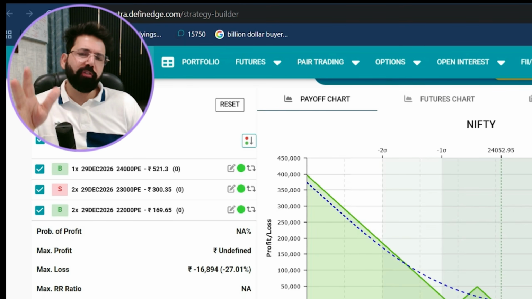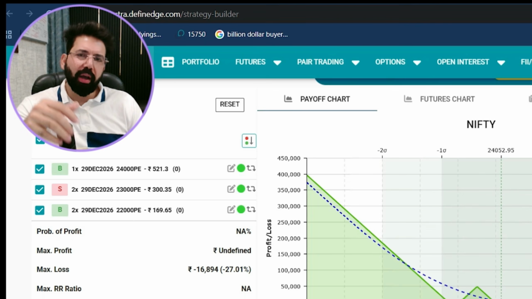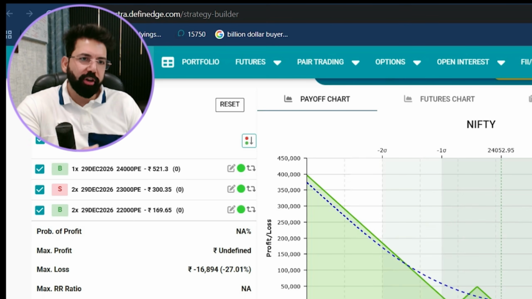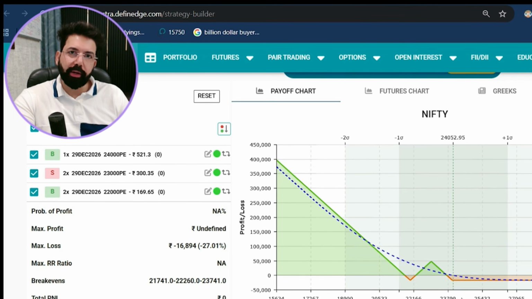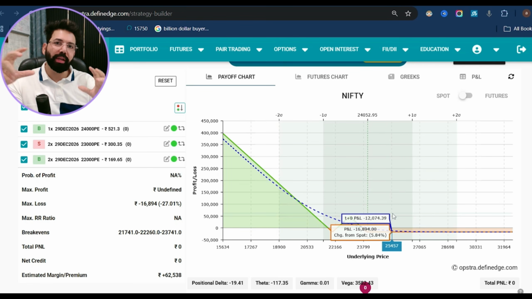You tell me. If I'm longing stocks and I'm hedging my stocks with this kind of a strategy, 1:2:2 with the margin estimate of approximately 60,000, I can trade it independently or I could have it as a portfolio hedge. I can do that. This is not a normal naked directional trade. This is a LEAPS hedge structure with proper risk and reward in mind.